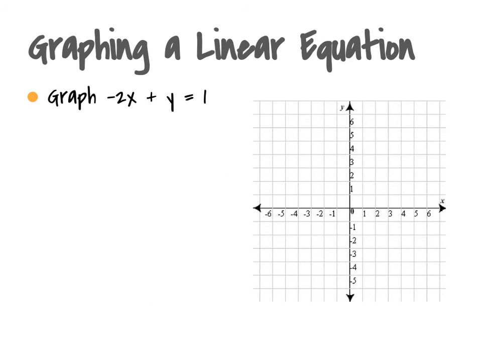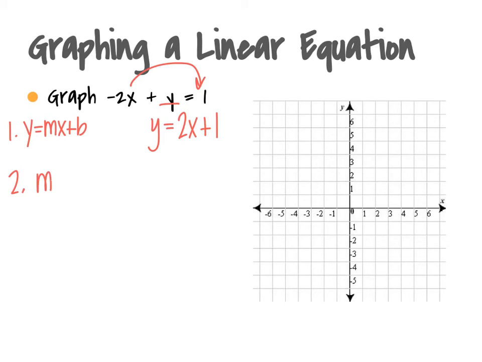Okay, graphing a linear equation, what you want to do is first put it in slope-intercept form. So we're going to get the y by itself. That means we have to move this over. So we get y equals 2x plus 1. Now you have to identify slope and the y-intercept. So slope is the number in front of the x, y-intercept is the constant.